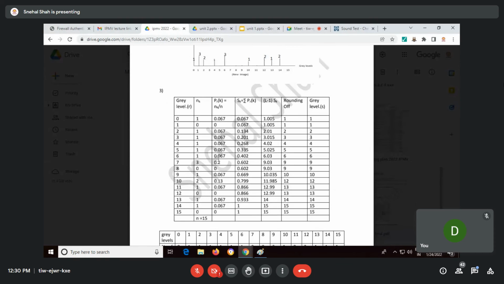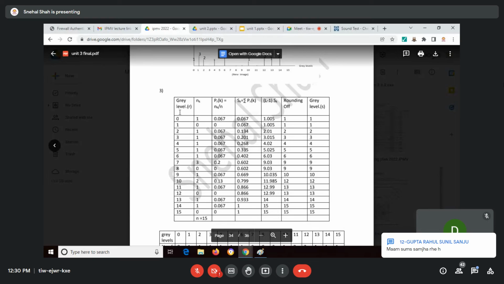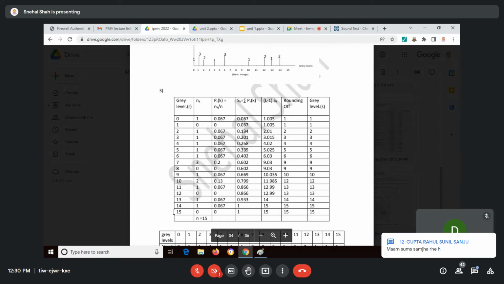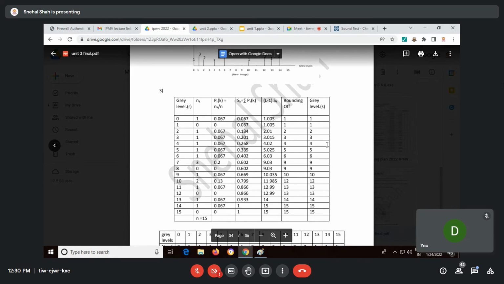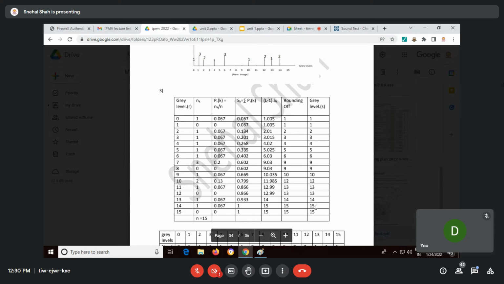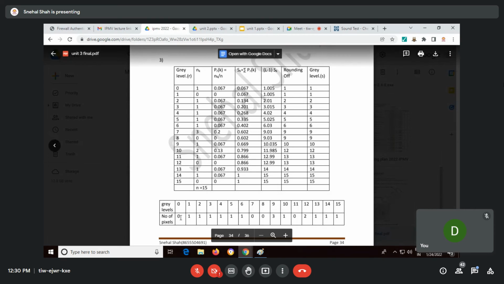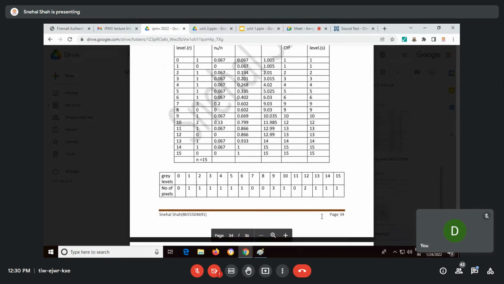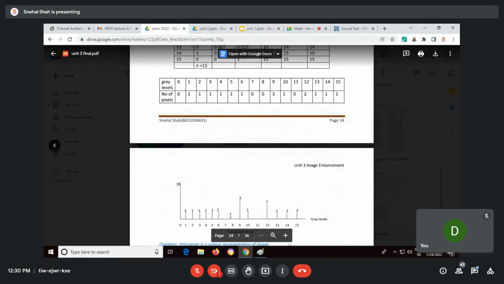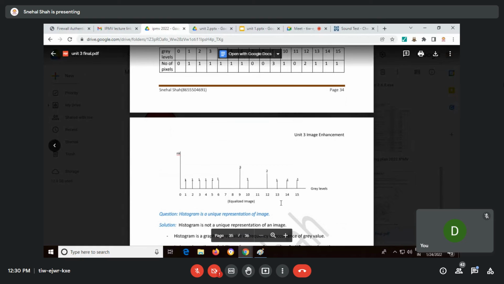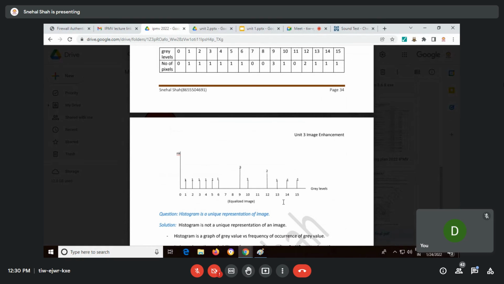So you will get a histogram table like this for 0 to 15. You will get the new gray levels, and from that you have to write down this table. After getting this table, you have to make the histogram, the equalized histogram, and also plot the original histogram. That means you have to plot the histogram of the original image that is given in the question.